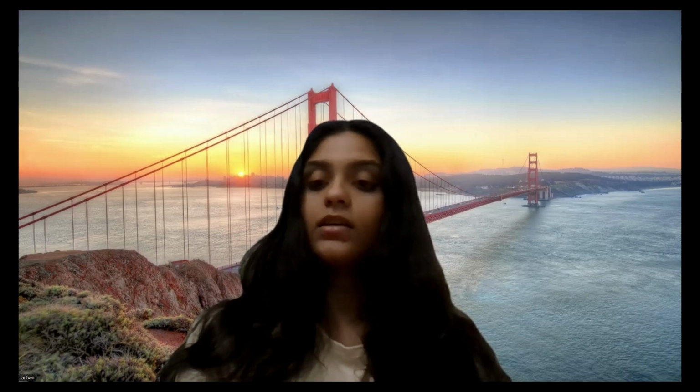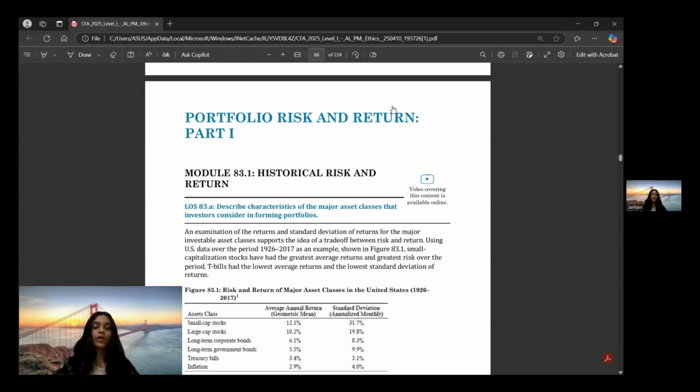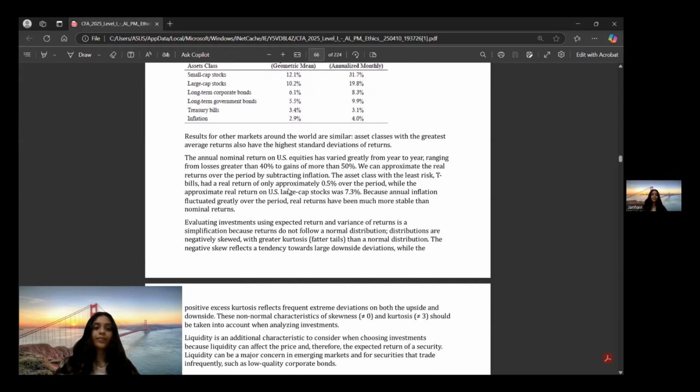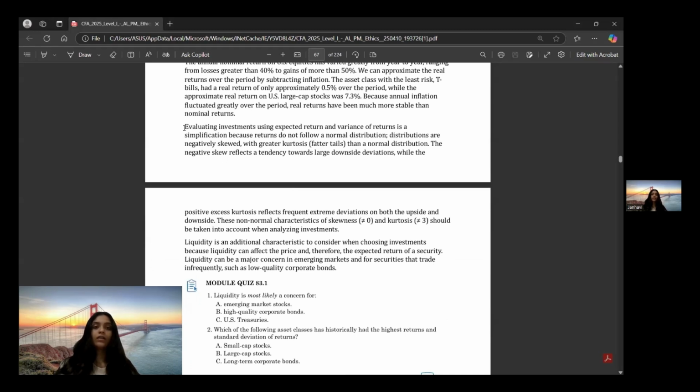Give me a minute. I'll share my screen with you all so that it will be easier. Okay, so as you can see, we'll be starting with Portfolio Risk and Return Part 1. Module 83.1, Historical Risk and Return. In this, I want you guys to read this part. Pause the video, read it, and I'll explain it.